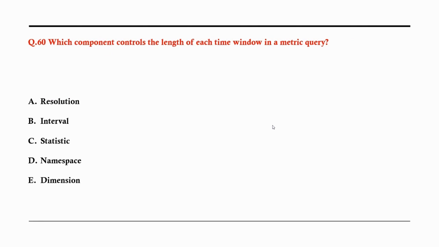Question 60. Which component controls the length of each time window in a metric query? The answer is interval.